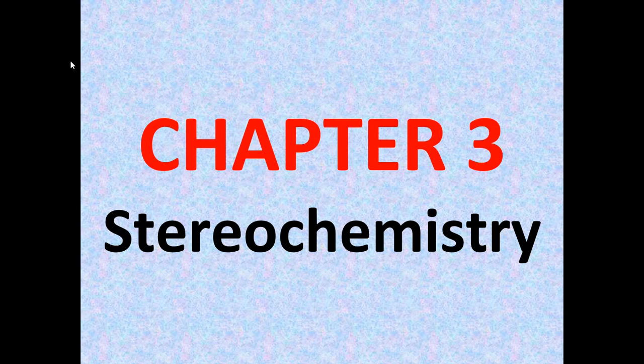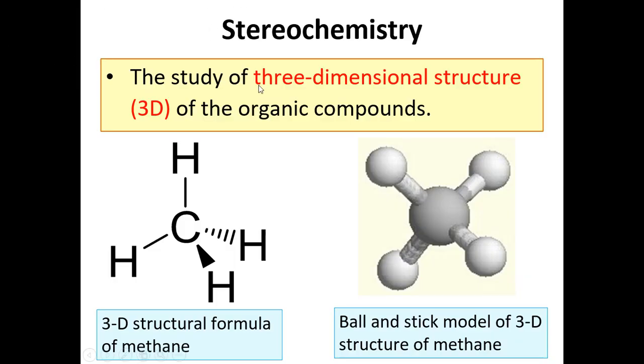We'll continue chapter 3, which is stereochemistry. Stereochemistry is the study of the three-dimensional (3D) structure of organic compounds. This is how we draw the 3D structural formula of methane, CH4, and this is the ball-and-stick model of the 3D structure of methane.